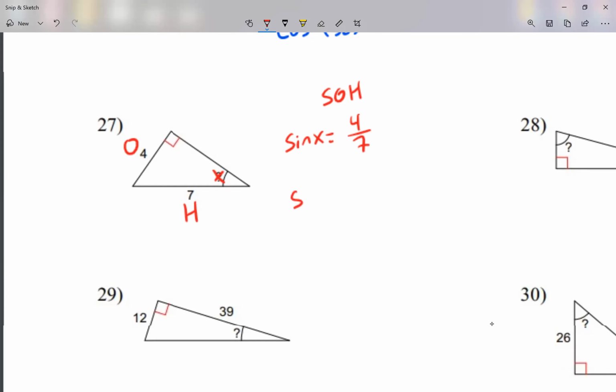So sine inverse of 4 over 7 is equal to x. Remember that the x and the fraction are going to switch places, but instead of sine, I'm going to call it sine inverse. Or some people call it arc sine, okay? So I'm just going to type that in. Let me bring my calculator.